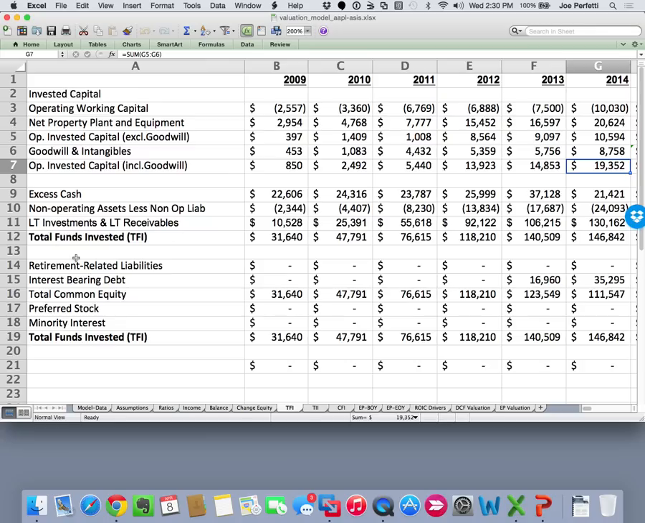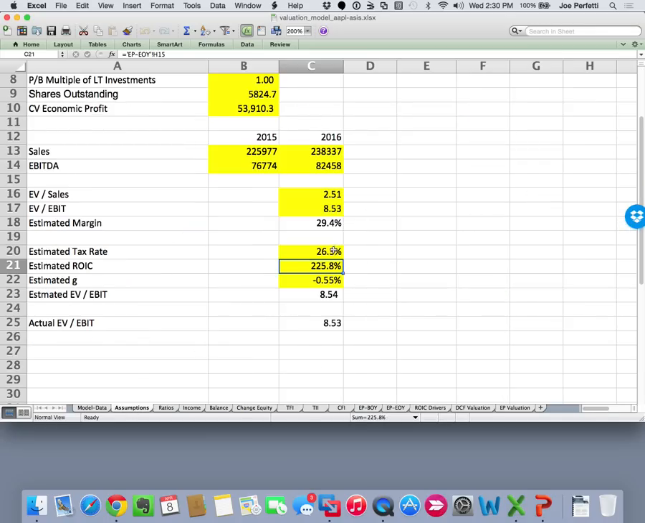So when I do all that, we solve for the growth. What we did is I solved to match their EV to EBIT off the screenshot, which was 8.53. I got to 8.54 by getting a negative 0.55% growth. That's my CVG. I got an email from somebody yesterday who actually got something similar to that.